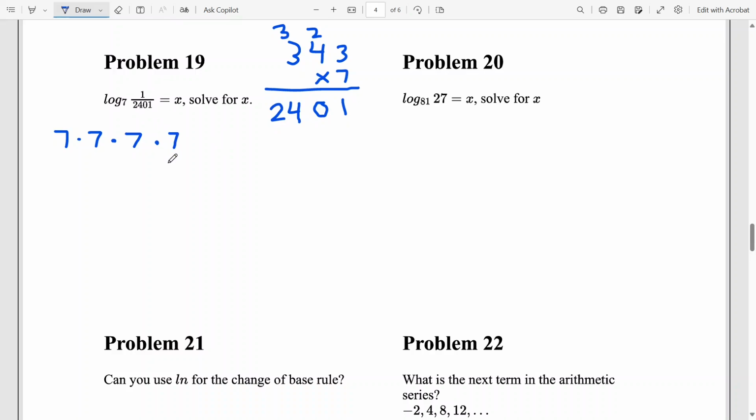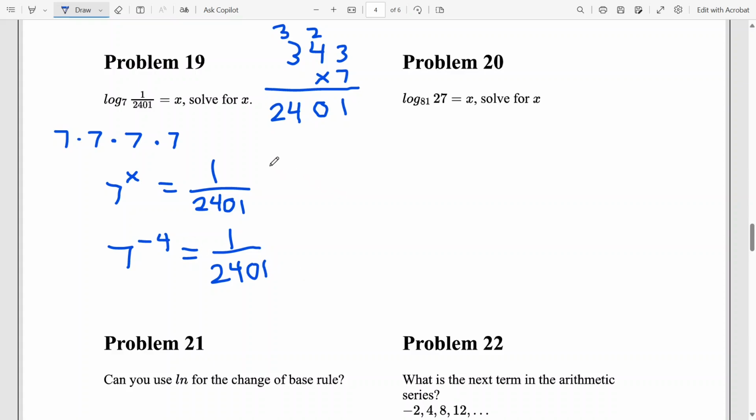So in this case, basically we're saying 7 to what power equals 1 over 2,401? Now to bring it to the denominator, we have to have a negative exponent. So it would have to be to the negative 4 power that would equal 1 over 2,401. So x is going to equal negative 4. Okay, next one, log base 81 of 27 equals x, solve for x.